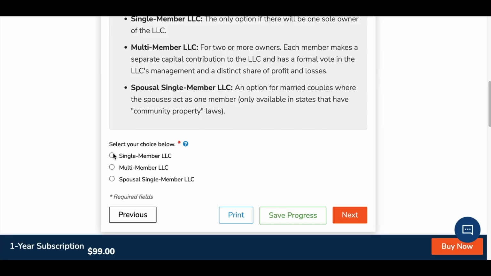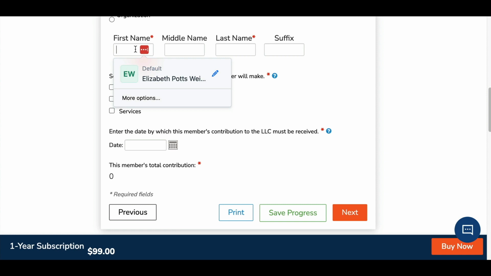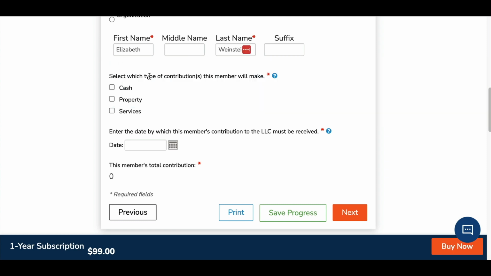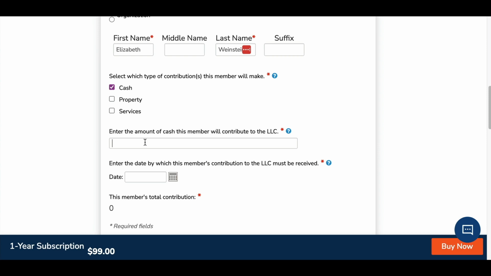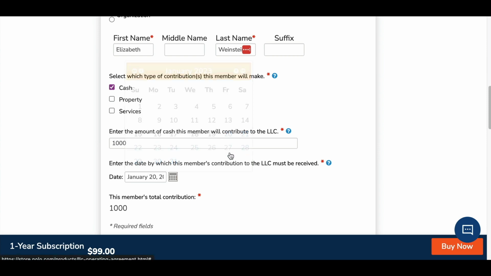This is a single member, so we're not only going to get that. Spouse, it's interesting that they have one specifically for spousal single members. That's probably a very good idea because community property states create complexities if two people who are married to each other own a business together. Who are the members and what are their contributions? I'm going to put myself, Elizabeth Weinstein, and cash. I'm going to put $1,000. I'm going to put today.